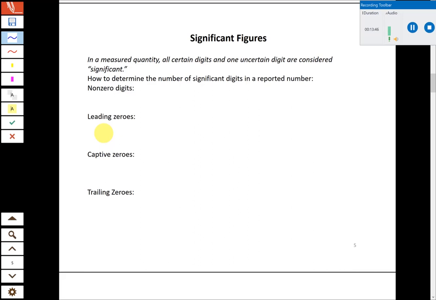Okay, so when we have a measured quantity, we report the number with all of the certain digits. As I said, when you make a measurement, some of the digits are going to be certain. They're going to be ones that you know 100% what they are. And then there's always going to be one uncertain digit, and all of those digits combined are considered significant. So if you look at a measured quantity, you can determine how many significant digits there are based on how the number is reported. If we have non-zero digits, all non-zero digits are going to be significant.